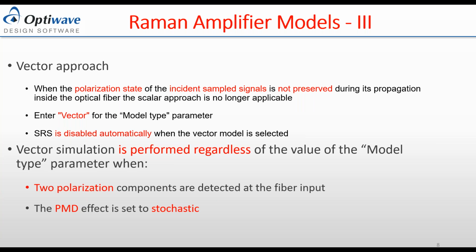In some situations, for example, the user chooses the scalar approach, however sets the PMD to a stochastic instead of a deterministic model. Then the Raman amplification model will automatically use the vector approach. Likewise, when the user uses two polarizations identified at the input of the fiber, then even if the user set the scalar approach, the simulations conducted inside the OptiSystem software will use vector simulation.